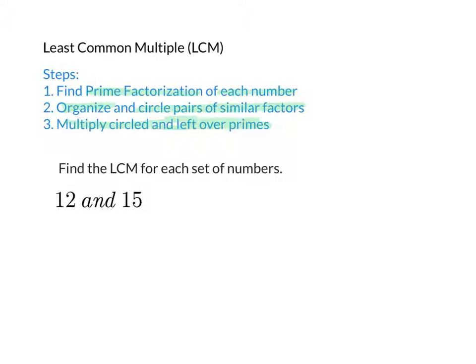Let's start with our example, this one right here. Find the LCM for each set of numbers. The first set of numbers we're going to do are 12 and 15. Let's write out the prime factorization for 12 and 15. We've done these numbers a couple of times in class and on the homework, so this shouldn't take too long. I'll do factor trees for the first example.